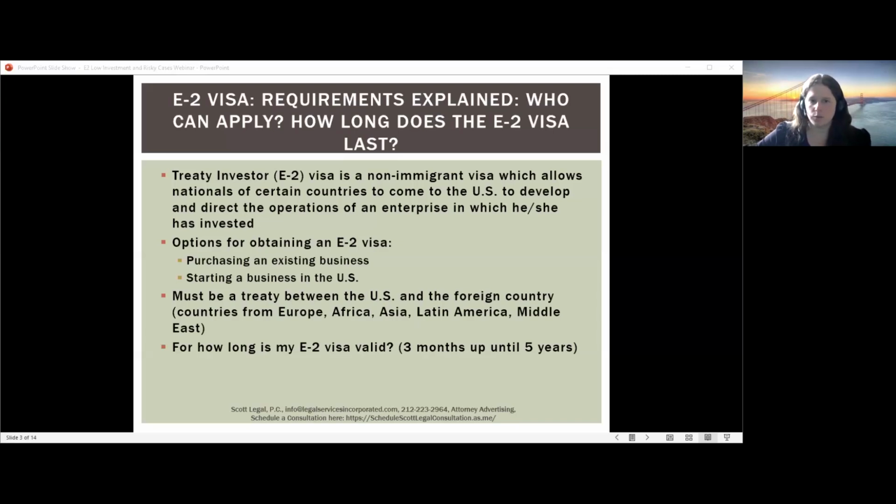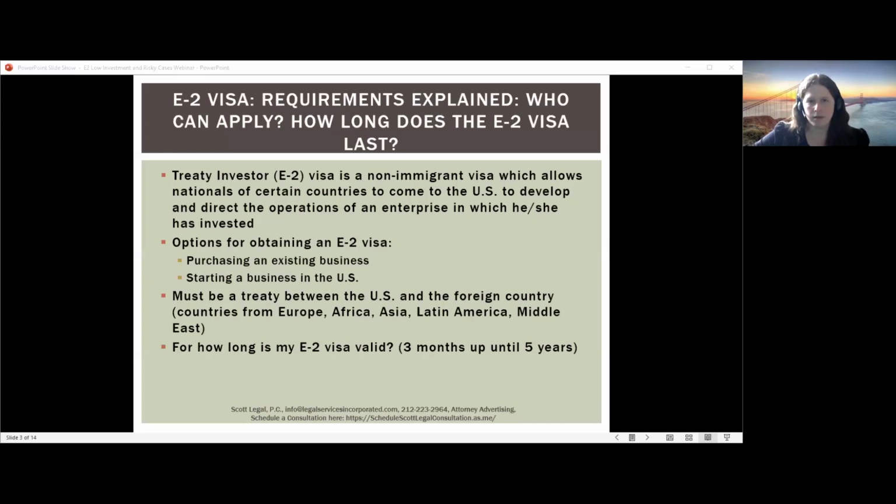As previously mentioned as well, these visas are based on treaties. Sometimes new treaties are signed, so in the past few years, Israel became an E2 treaty country, Portugal became an E2 treaty country. So there are new countries that are added to the list. And there are countries that are removed as well. So you do always want to make sure that there is an active treaty if you're applying for this type of visa.